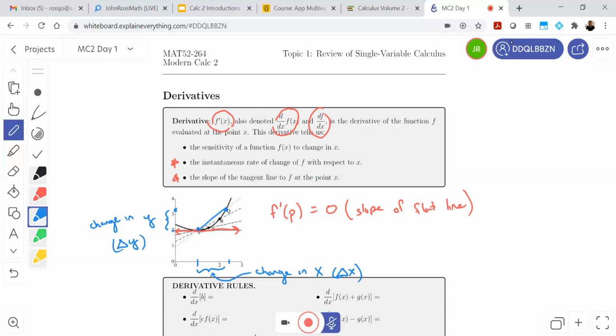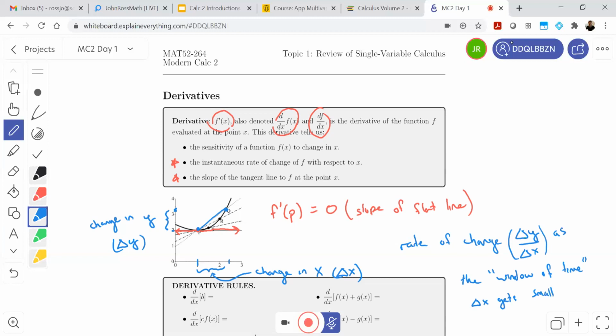And we can talk about the rate of change. That's a ratio, delta y over delta x, as the window of time, AKA delta x itself, gets small. And as it gets small, it begins to better approximate that instantaneous change.